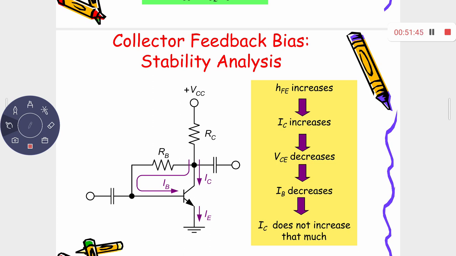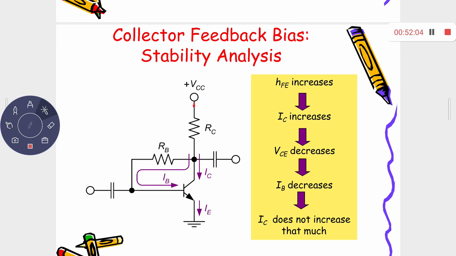Why is the change limited here? If you have more beta, that means more IC. Now, if you have more IC, it is flowing through this, so more drop will take place across this, and this voltage is basically the voltage of this base emitter circuit. So if you have more IC, you have less base drive. That means it will drive the base current to reduce.